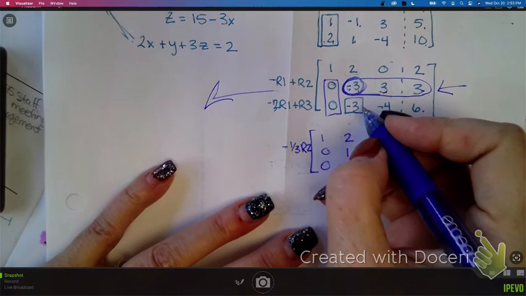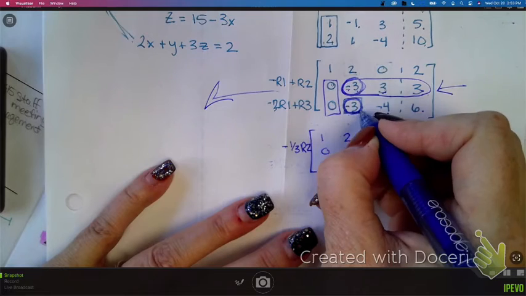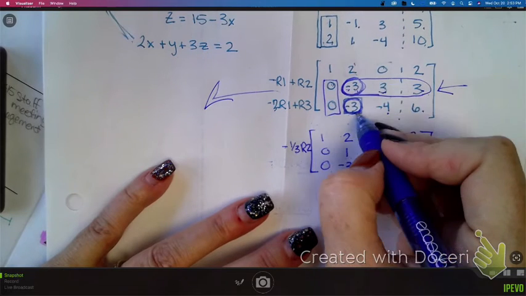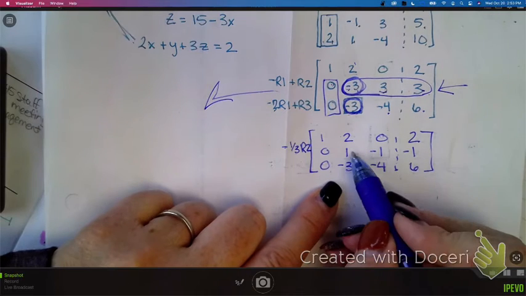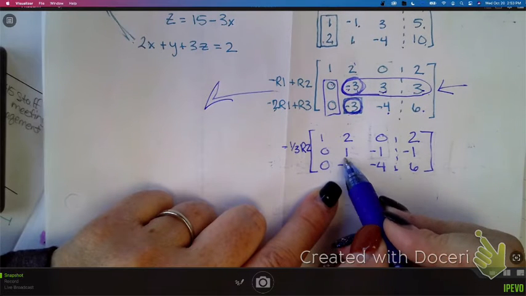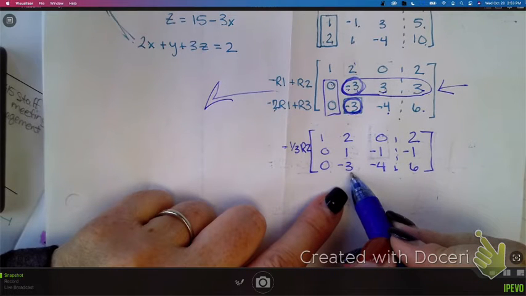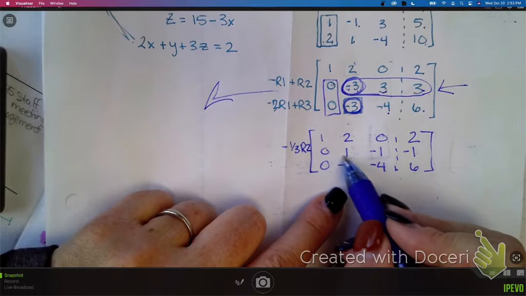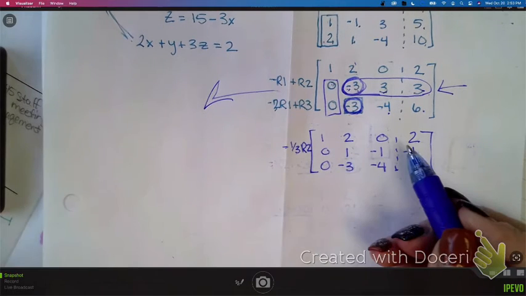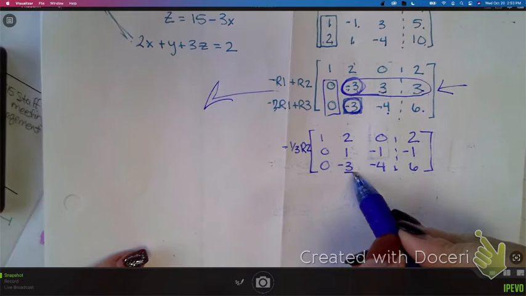So if I want to zero out this 3, it is in column what? 2. So I need to use row 2. Actually, I should be down here. So I use 3 times row 2 and add it to row 3. I'm getting that number because I need this 1 to be a 3 to make this a 0. I want this to be a 0.